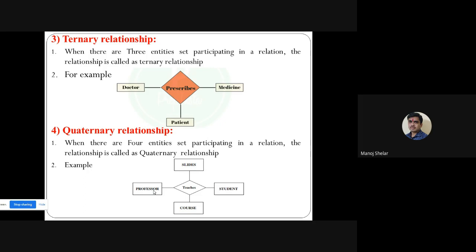So my main intention for every student is to first complete the basics of every point, then solve multiple choice questions. With basic concepts clear, you can easily solve any type of question. Okay, so quaternary relationship means here professor, slides, student, and course. This is a simple quaternary relationship.